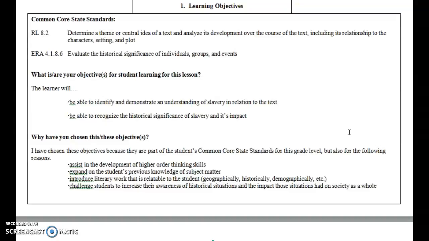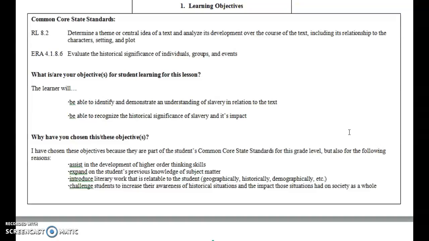Number 2 is to expand on the students' previous knowledge of subject matter. All students in the 8th grade should have at least a generalized knowledge of slavery, and so this will help expand on that. One way specifically is through this text. Most students have a generalized knowledge of what a plantation slave was, but the text also discusses what a city slave is, and so that would be one way it would expand their knowledge, and also work back to number 1, helping them think about the difference in the two and how they're comparable and how they contrast.